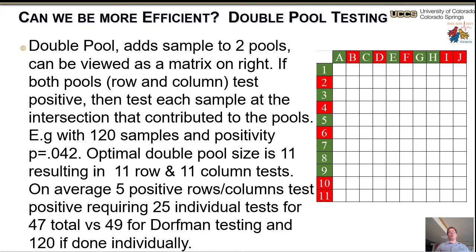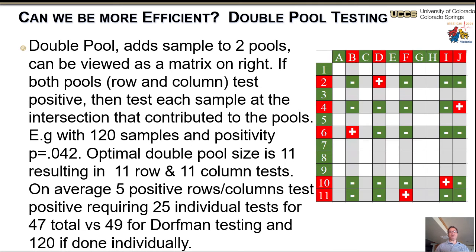positive. And then again, in this case, when both the row and the column test positive, you're going to go test those individuals. So in this case, we still end up with 25 individual tests, but 22 pooled tests, so we only get 47 as a total. A little bit more efficient.